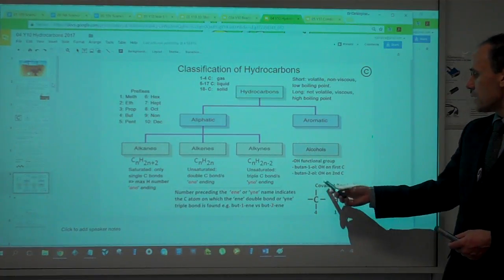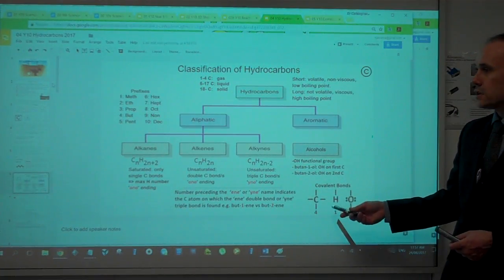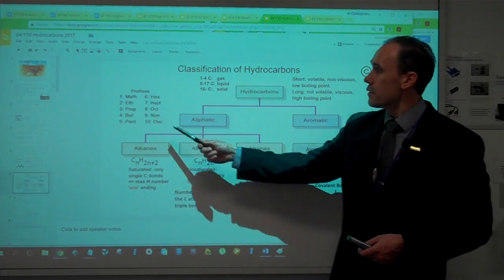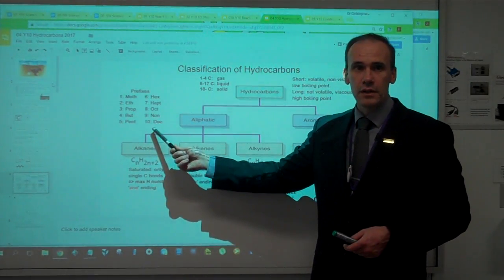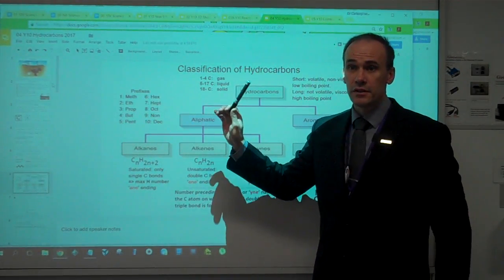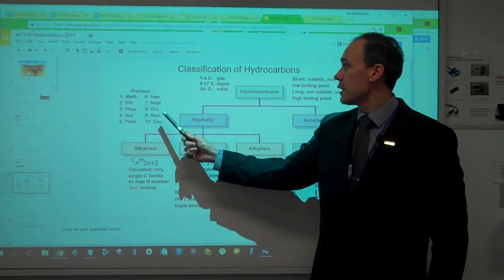And these are your covalent bonding structures for all of these. You need to know those prefixes. I told you that day one. They need to be memorised. There's no getting around that. You don't get given those.